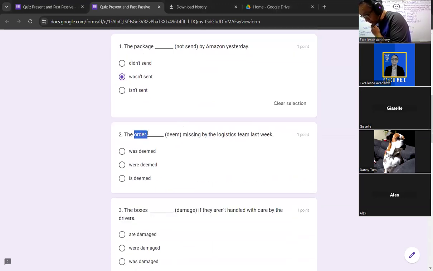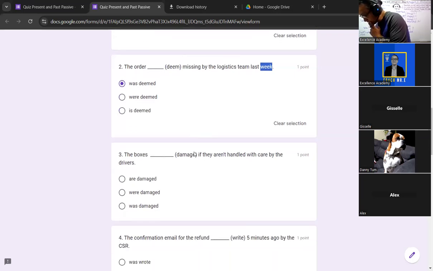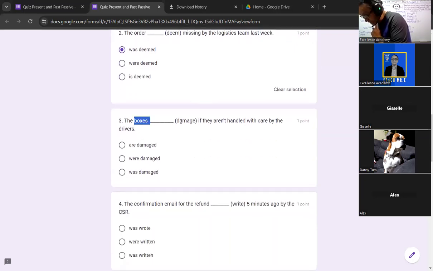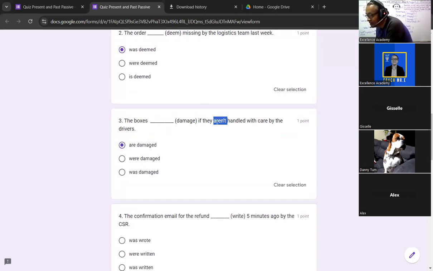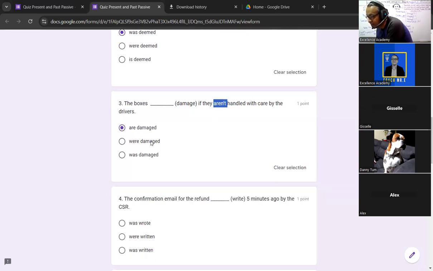Number two, the order deem missing by the logistics team last week. What would it be? Was deemed. Was deemed, perfect. Three, the boxes damage if they aren't handled with care by the drivers. The boxes are damaged. That is correct. Excellent, Danny. The verb is in the present, right? So the context here is present.